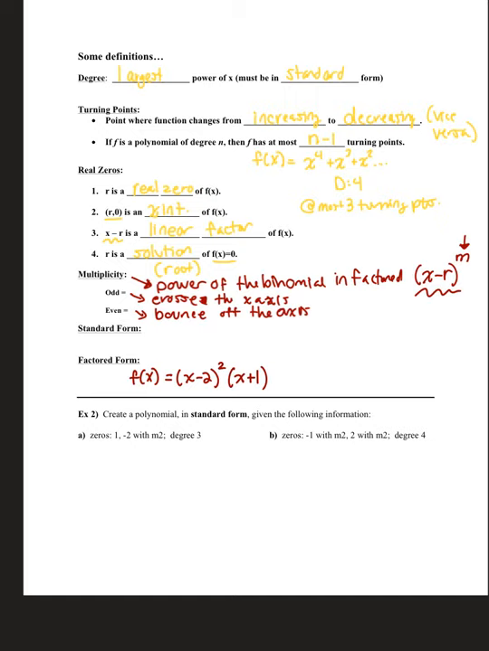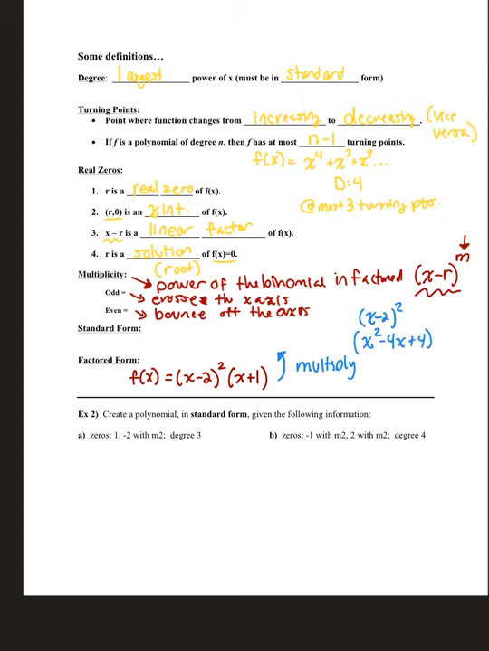Oftentimes, we ask that you write that function from factored form into standard form. If I'm writing in standard form, I'm going to have to multiply this out. And that's where you have to be comfortable with raising binomials to different powers, using FOIL or other versions of the distributive property to multiply those out. So if I was to multiply this out, x minus 2 squared, for example, that would be x squared minus 4x plus 4.